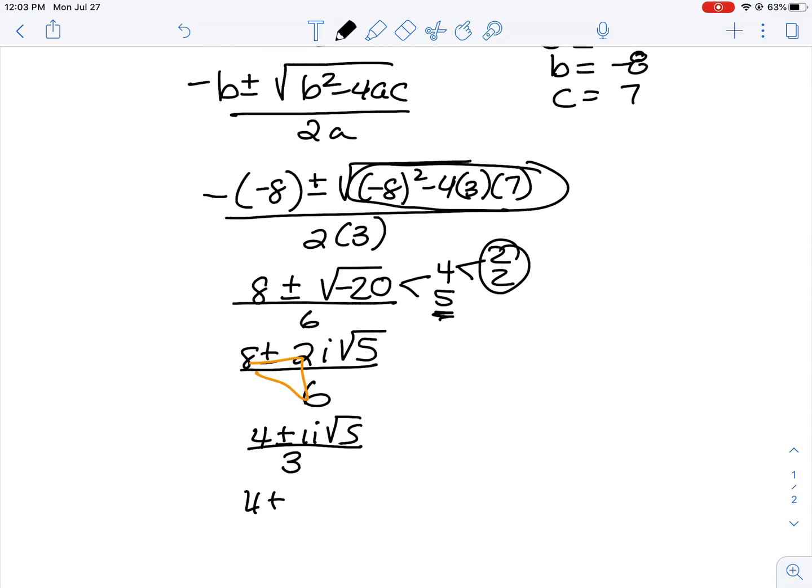This is fine. If you want, you can drop that 1, and you can write them as 2 separate solutions as well. But this tells me my answers are imaginary. That means that the graph does not cross the x-axis when you're graphing this problem.